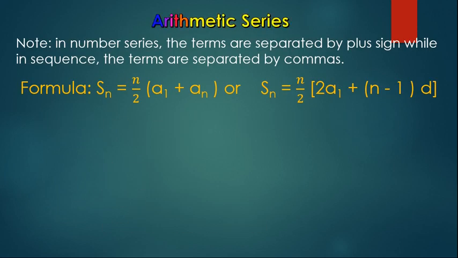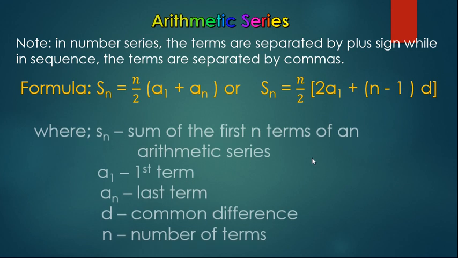For our formula for arithmetic series, we have here S sub n equals n over 2 multiplied to the quantity of a sub 1 plus a sub n, or S sub n equals n over 2 multiplied to the quantity of 2a sub 1 plus the quantity of n minus 1 multiplied to d. Class, it depends on the given which one you will use. I will give you examples wherein you will see when you will use formula number 1 and formula number 2.